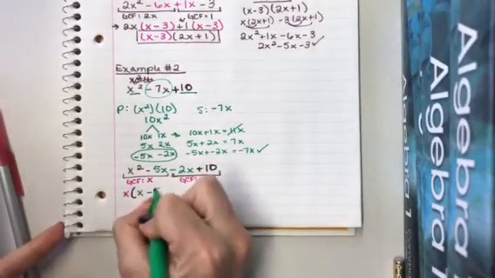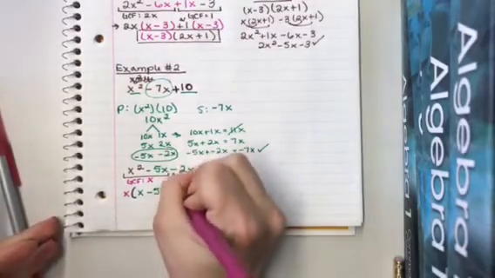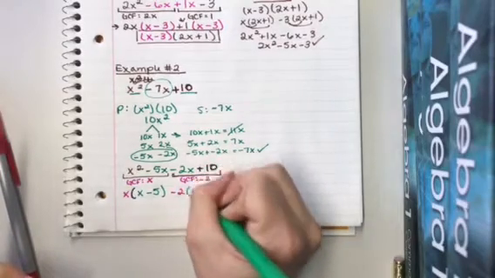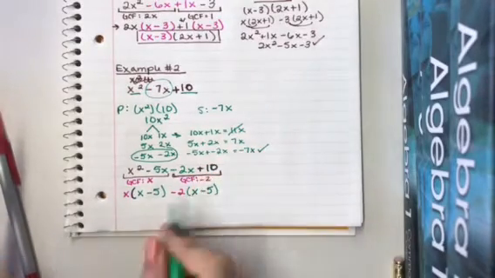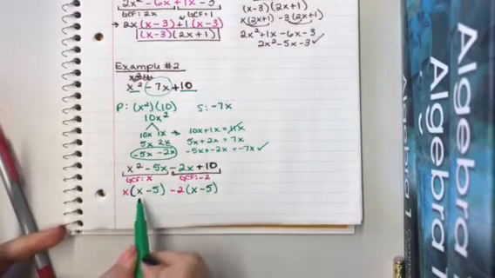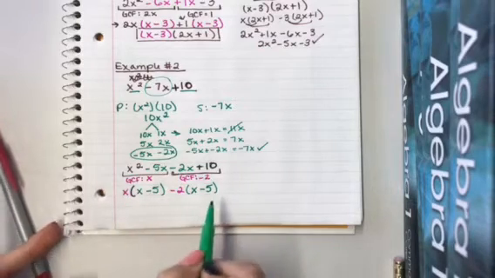So here we put x, and we're left with x minus 5, and I rewrite negative 2, and I'm left with x minus 5, because negative 2 times negative 5 will give us that positive 10. So now I have my check done because I see x minus 5 and x minus 5. I know I did this right.